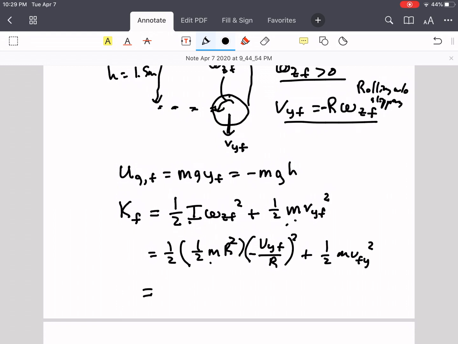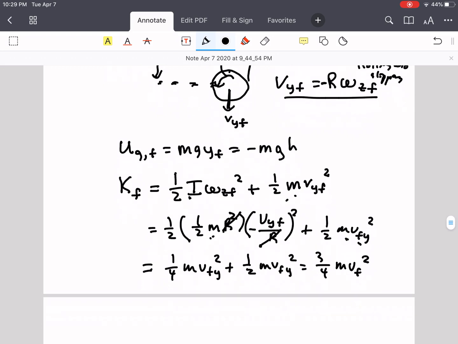And that's simply, notice the r squareds cancel. I have mv squared, I have mv squared, and then I just have 1/4 mv squared plus 1/2 mv squared. So in other words, 3/4 mv final squared. So that's kind of nice. These m's always, actually that's a very general property, these m's will always cancel.